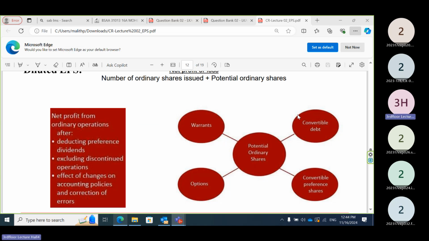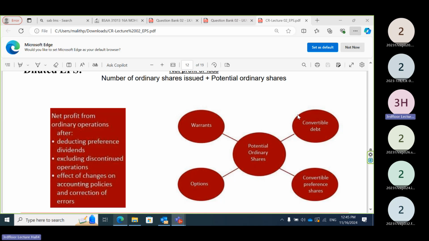Then convertible debt. We have a debt instrument. What are they? Debentures, maybe commercial papers. Basically debentures. We have a debenture agreement, and within another 5 years time, it will convert to shares. So that's the basic understanding.